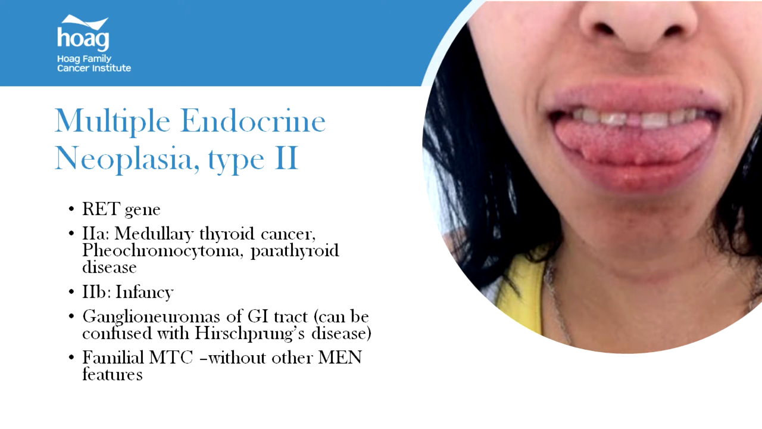All right, so MEN2. There are different types of multiple endocrine neoplasia. Type 2 is the one that we're talking about. It involves the RET gene. 2B is seen mainly in infants, and 2A is the one that we see in adults. Medullary thyroid cancer, pheos, and parathyroid disease. The picture that you see is a 16-year-old female. She has medullary thyroid cancer, and she has these ganglioneuromas of her tongue. But the ganglioneuromas can be seen in the GI tract and can be confused with Hirschsprung disease. On the other hand, you can see just familial medullary thyroid cancer without other manifestations of this condition, and it is again caused by specific mutations within the RET gene.